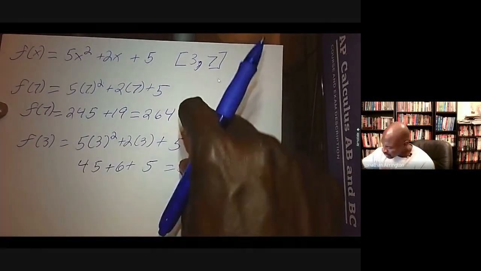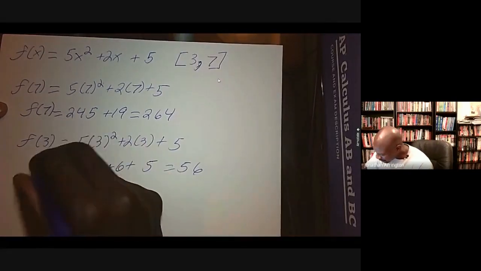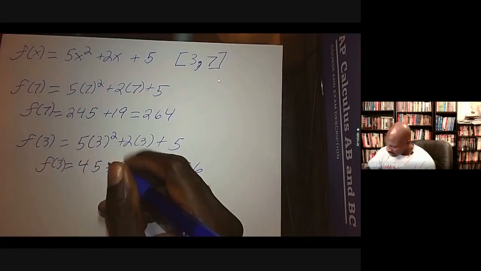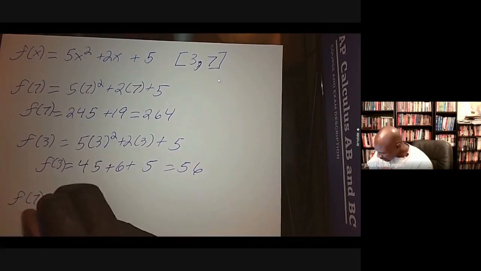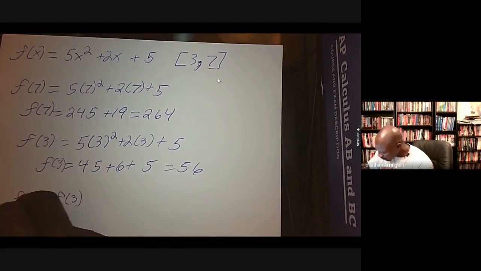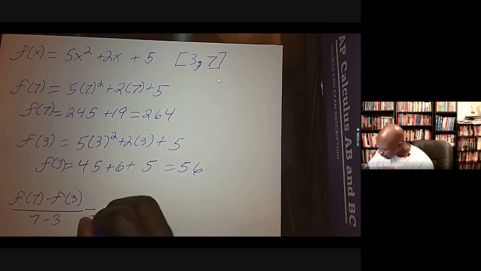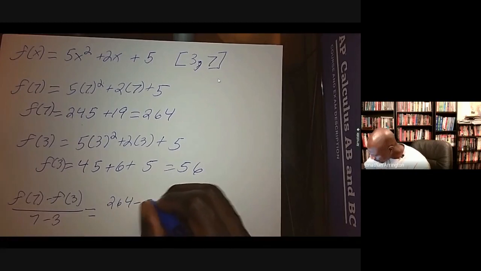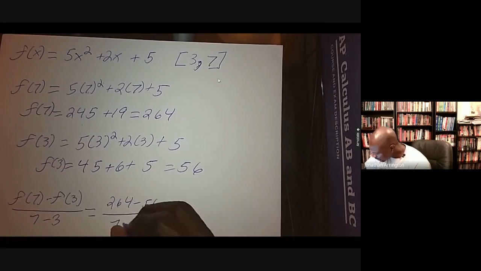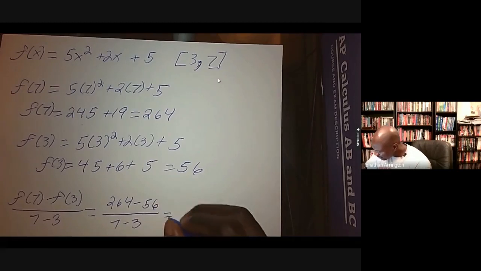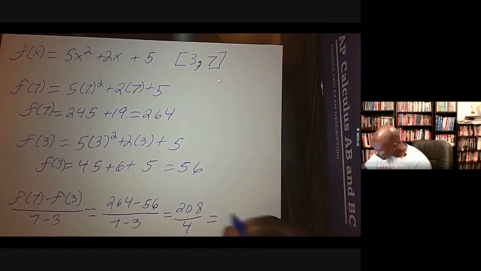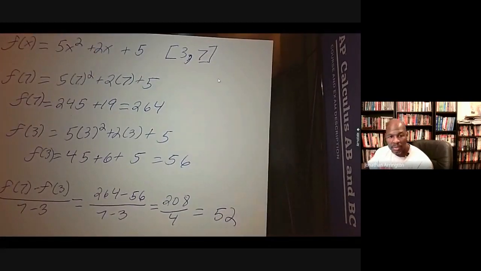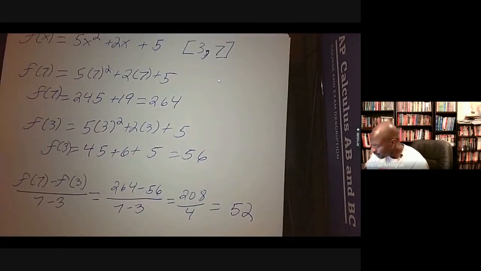All right, so once I find my 2 y values, so this is the value of f of 3 here, it's to the races. So my answer is going to be f of 7 minus f of 3 over 7 minus 3. And so that's 264 minus 56 over 7 minus 3. So that's going to be 208 at the top and 4 at the bottom. And that would be 52 when you do the division. All right, so that's how that guy goes.